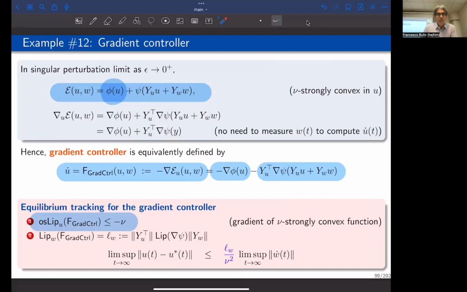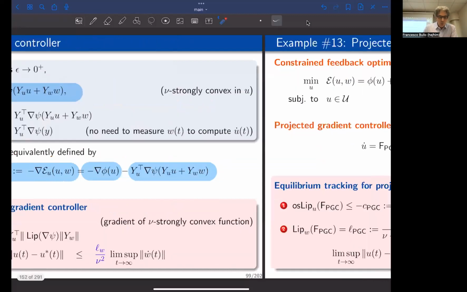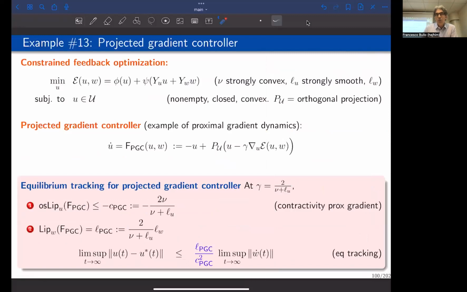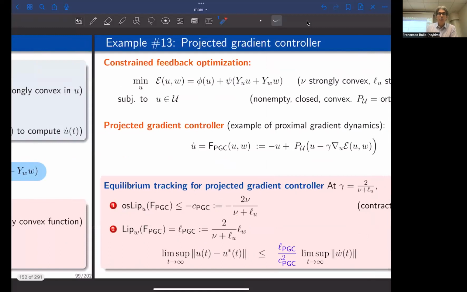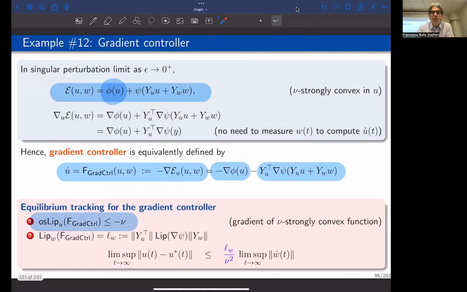When you come back from the break, we will talk a little bit about projected and proximal gradients, which help you handle constraints in the control signal.